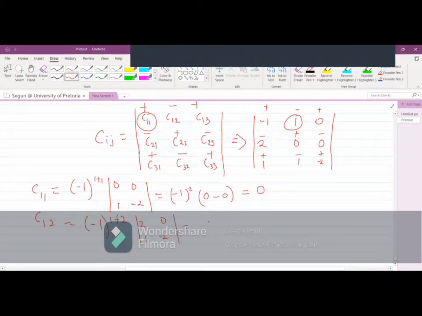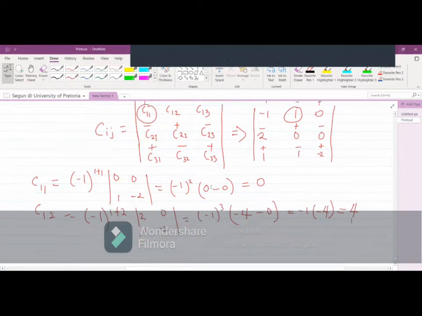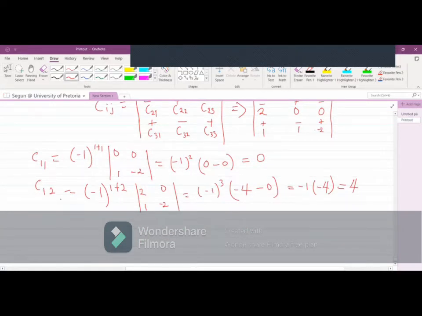So the answer here would be minus 1 raised to power 3, in brackets, 2 times minus 2, minus 4, minus 0. We all know that minus 1 raised to power 3 is minus 1. Do you agree with me? Multiply by minus 4, everything will be 4. So we can do the same thing to C13.